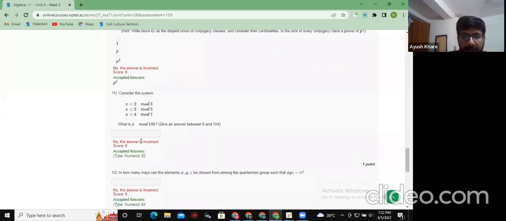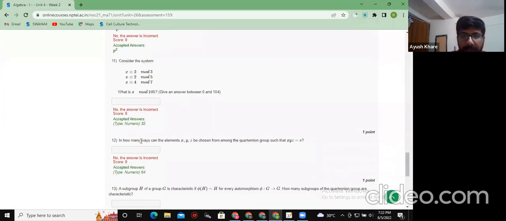Okay, then 12. In how many ways can the elements x, y, z be chosen from among the quaternion group such that xyz equals identity? It's just a counting problem. You need to see all the combinations such that xyz is identity. You can use the composition table of the quaternion group and come to it. There would be 64 choices.